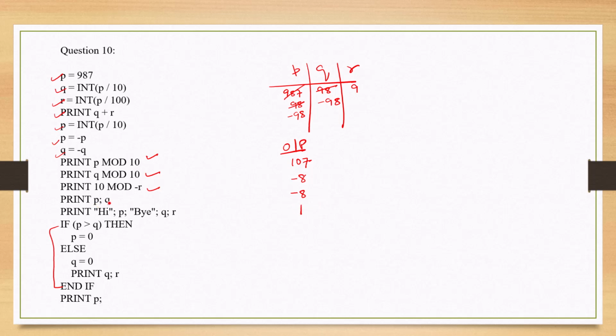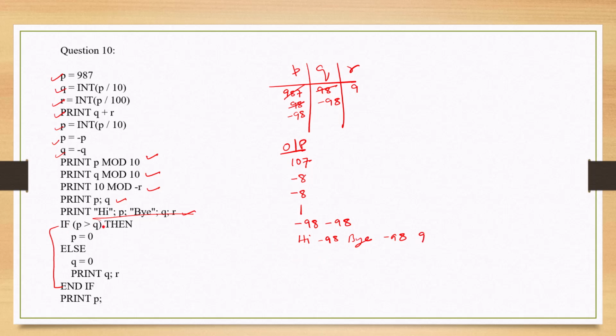Next line we have p and q getting printed together, so p and q, that is minus 98, again that is minus 98, again line will change. Then we have this line which I am highlighting, print high, then print the value of p, which is minus 98, print by, then print q, which is minus 98, then print r, which is 9, line will change.